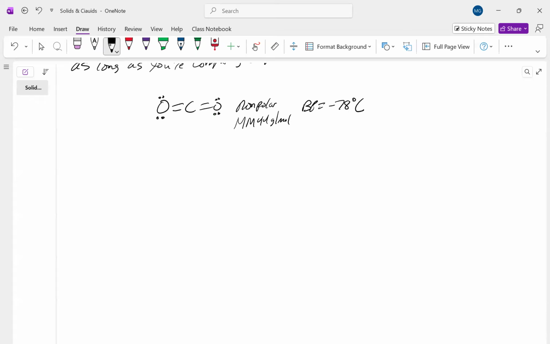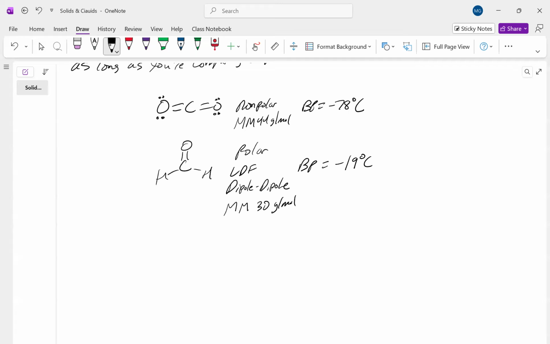And if we compare that to formaldehyde, which we've already highlighted is a polar molecule, it has London dispersion forces as well as dipole-dipole interactions. Its boiling point is about 70 degrees higher, even though its molar mass is a little less than carbon dioxide.